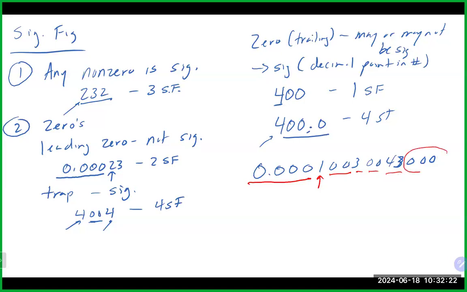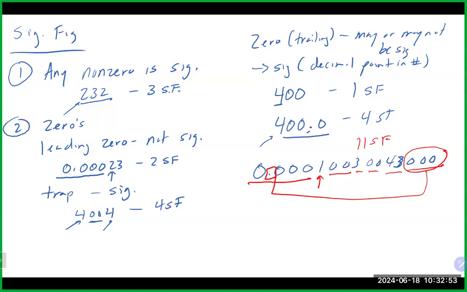Now we have the 3 zeros at the end. Are they significant? They are significant because way over here, there is a decimal point, which would make them significant. And again, I think you said 11, which I agree with. 1, 2, 3, 4, 5, 6, 7, 8, 9, 10, and 11 in this case. So again, sometimes people think the decimal needs to be right next to the zeros. It doesn't have to be. It could be anywhere in the number.